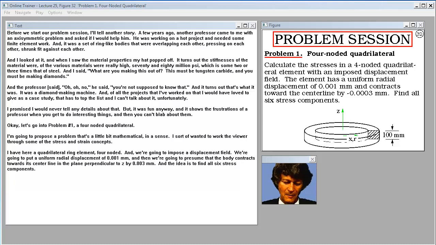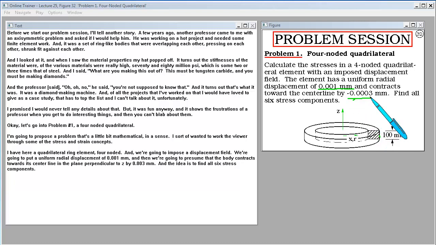Okay, let's go into problem number one, four-noded quadrilateral. I'm going to propose a problem that's a little bit mathematical in a sense. I sort of wanted to work the viewer through some of the stress and strain concepts. I have here a quadrilateral ring element, four-noded, and we're going to impose a displacement field. We're going to put a uniform radial displacement of 0.001 millimeters, and then we're going to presume that the body contracts towards its center line in the plane perpendicular to Z by 0.003 millimeters. And the idea is to find all six stress components.